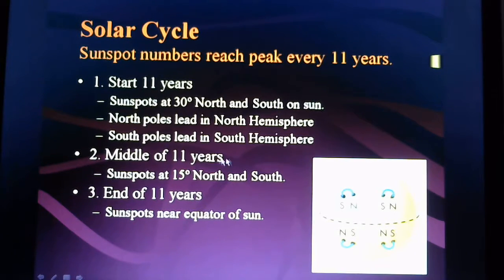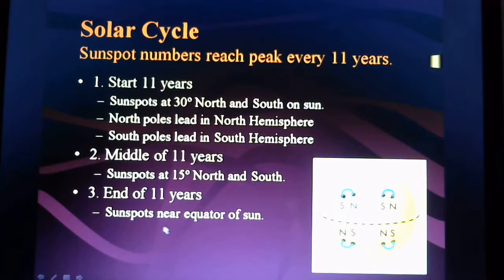As we go through this beginning of the solar cycle, in the middle of the 11 years, sunspots are showing up at 15 degrees north and 15 degrees south latitude, meaning they got closer to the equator. Now again, that's not the only place they can show up, but that's where the majority of them are showing up. And then by the time we get to the end of the 11 years, the sunspots are grouping down even closer to the equator of the sun. And then they go to a point where they don't show up anymore for a little bit.